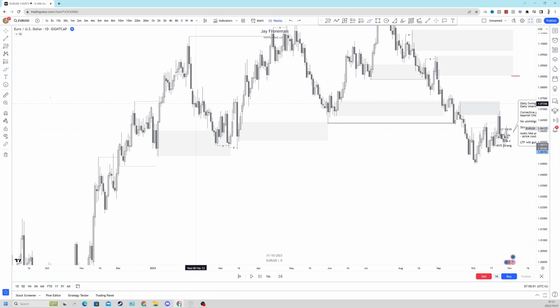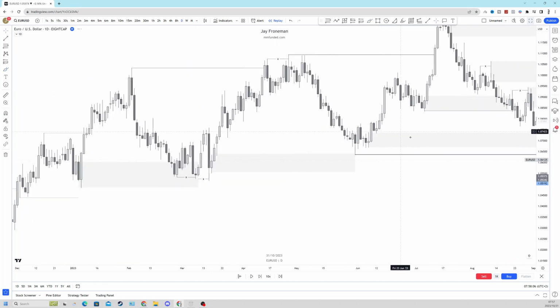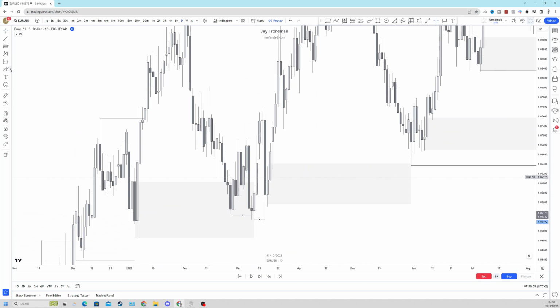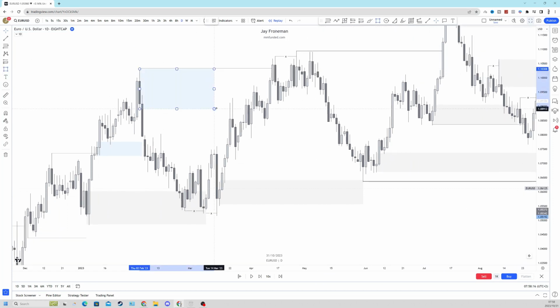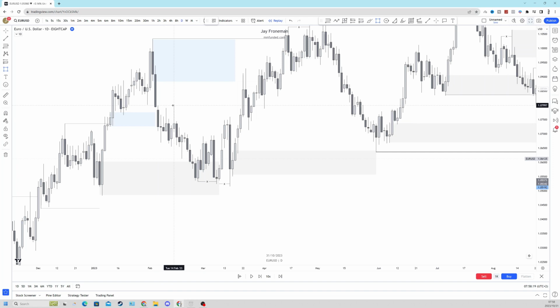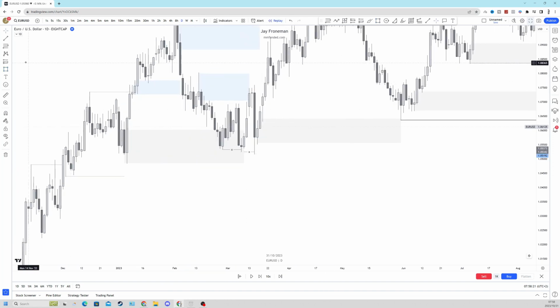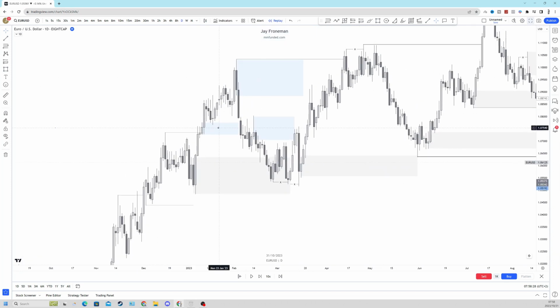And this is where the difference between institutional levels and supply and demand zones come into place. Okay, so if we have a look over here, we had a valid demand zone over here. We had a valid supply zone over here. We had another valid supply zone over here, or an order block. We had another valid demand zone over here. Now, comment down below which ones you think is a standard order block or a standard supply and demand zone, and which one is the institutional level.